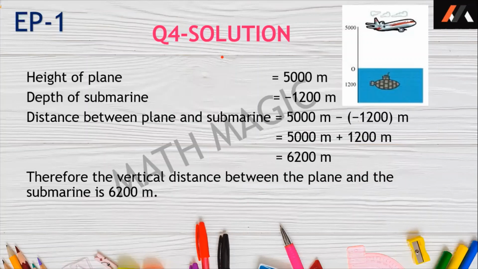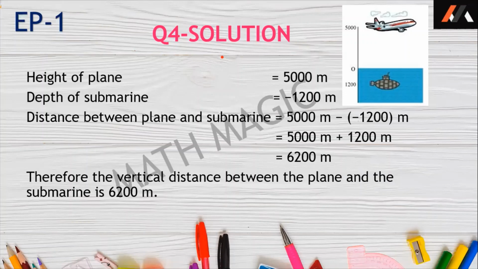The distance between the submarine and the plane is the difference. Okay, so it will become 5,000 meter minus minus 1,200 meter, that is minus into minus, which will be plus. That is 5,000 meter plus 1,200 meter, that is equal to 6,200 meter.